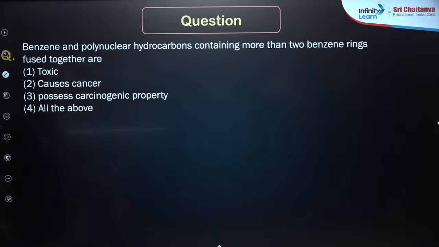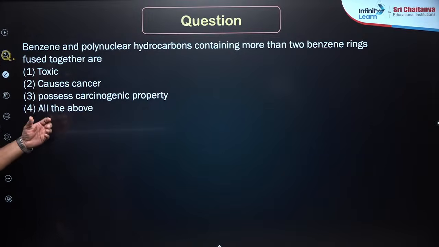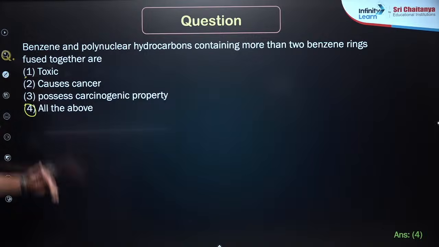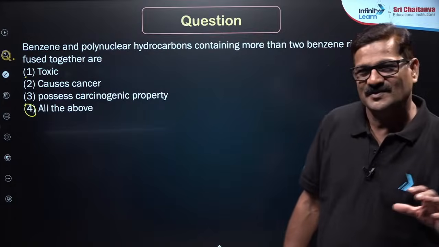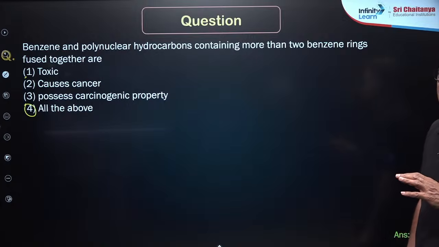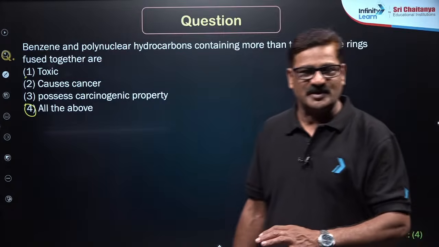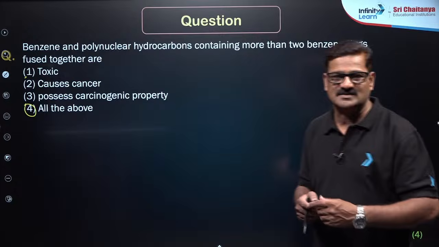Now, benzene and polynuclear hydrocarbons containing more than 2 benzene rings have carcinogenic properties. All the above are toxic, cause cancer, and possess carcinogenic properties. Fundamental questions only. These are simple questions, simple corners of carcinogenicity that students usually miss in their regular level of preparation. So I strongly believe that if you do this, you can do the best in the examination.